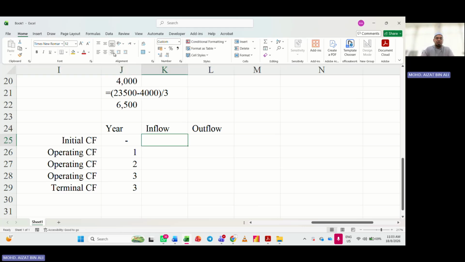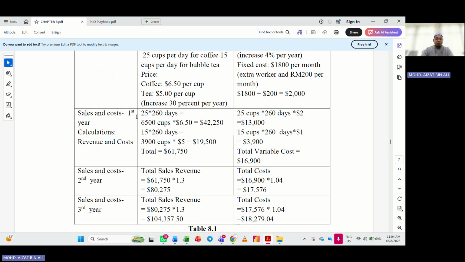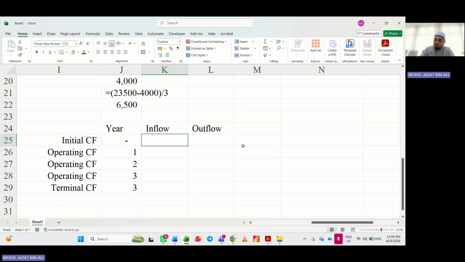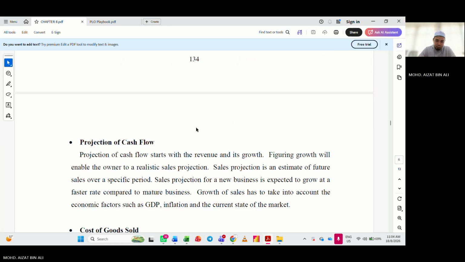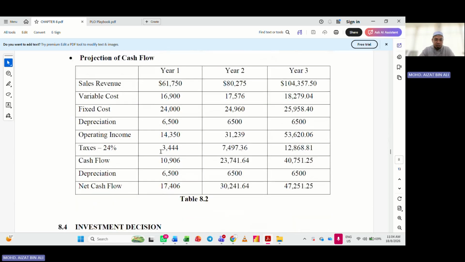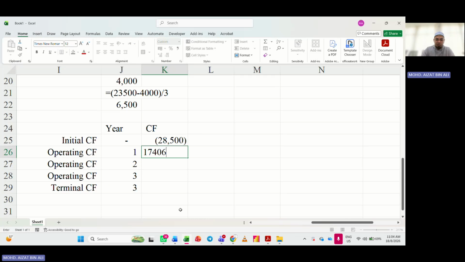Now for the initial cash flow, let's take from our example, 28,500 ringgit. It must be negative. For operating cash flow, we just take directly from our projection of cash flow analysis. Year one, 17,406.